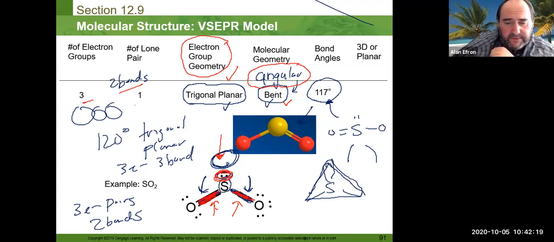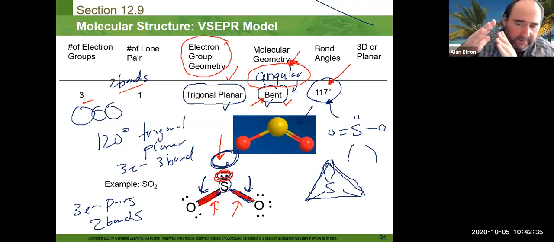But people will still use bent. I'll tell you why we're maybe not going to use bent for this particular one, and it really has to do with the bond angle here. As you can see, the bond angle is 117 degrees.